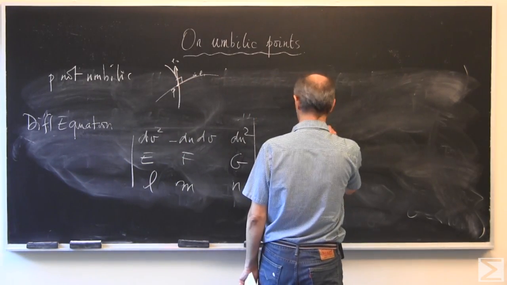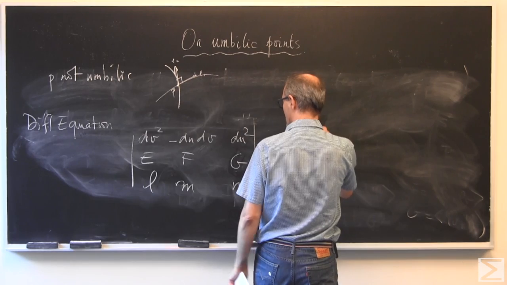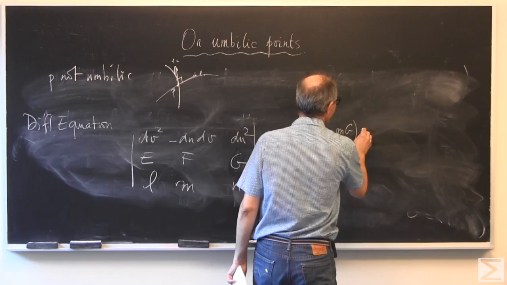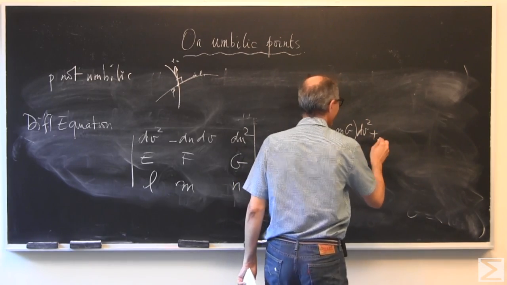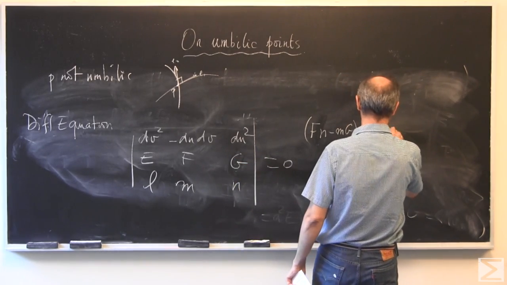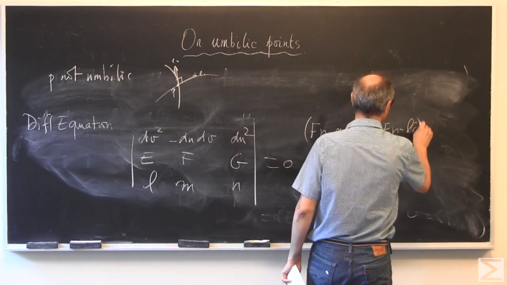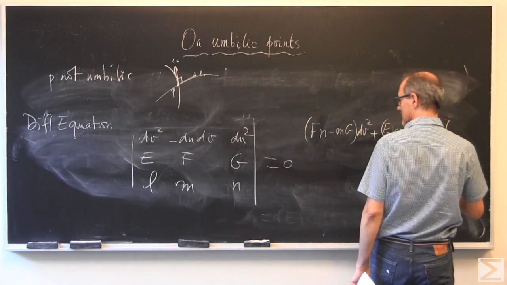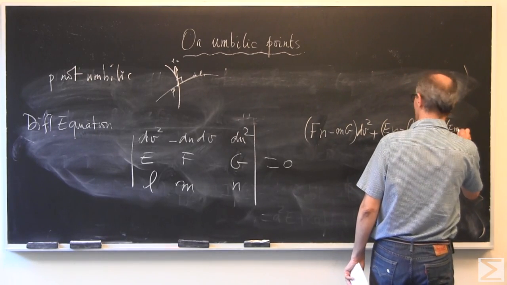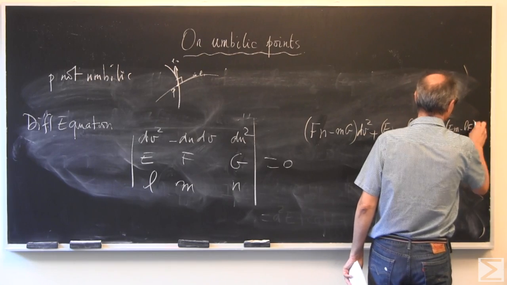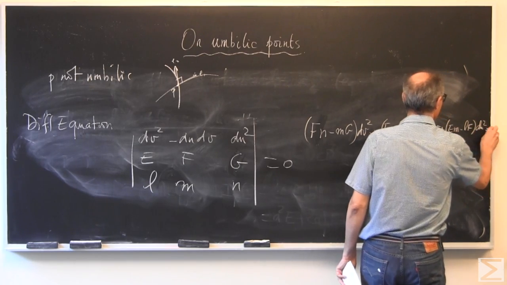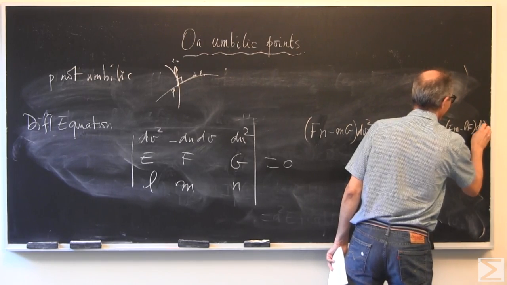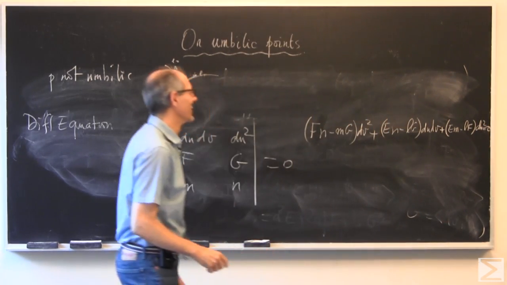So this is, what's that? It's dv squared, so fn minus mg. I don't know how to calculate this. df, so en minus lg du dv, plus en, please check, lf du squared. Let's see. Oh, no, you have minus up there. Yeah.